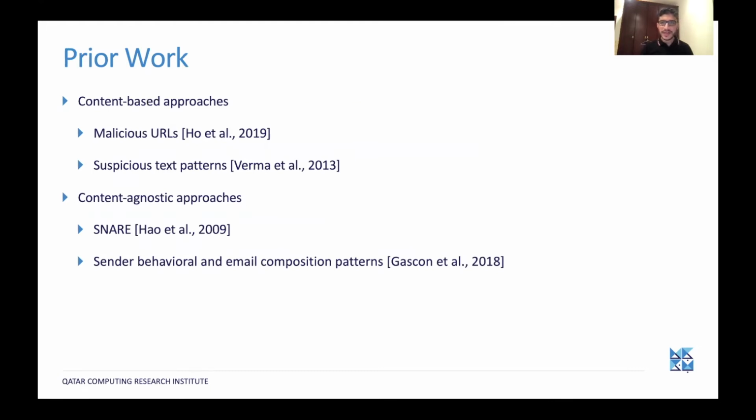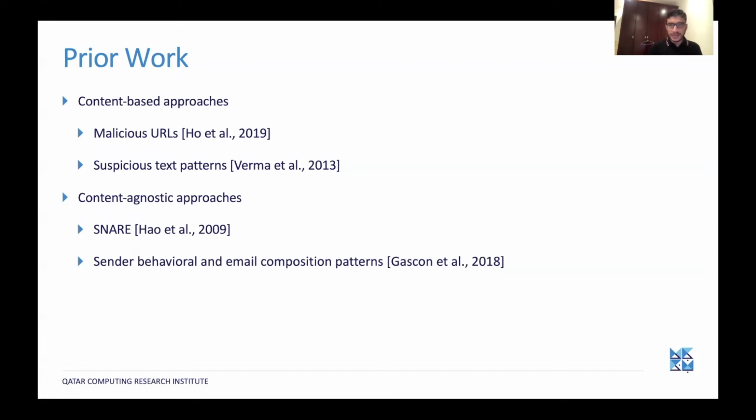The prior work can be divided mainly into two groups: content-based approaches and content-agnostic approaches. As you probably have guessed, content-based approaches utilize features extracted from the content. I have listed two main works in this area. One of them, for example, malicious URLs by Ho et al. They identify the URLs inside the message bodies, and based on the reputation of these URLs, they make a judgment as to whether these are spear phishing emails or not.